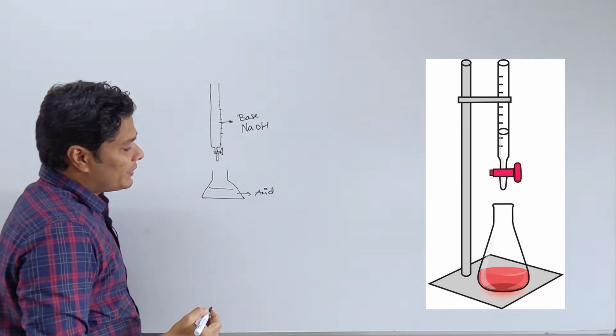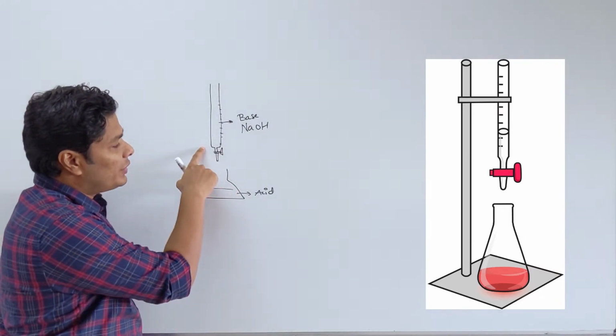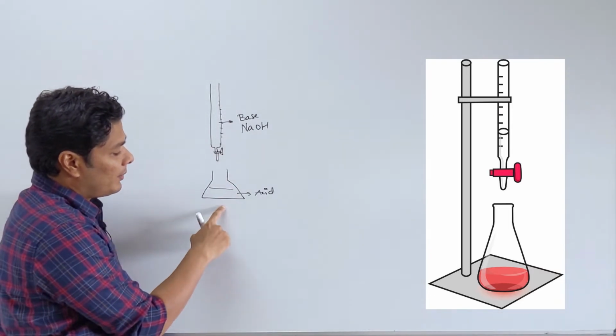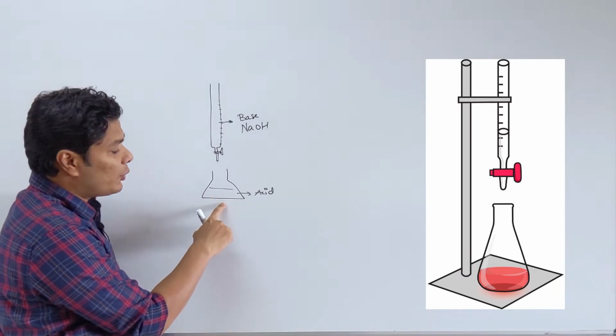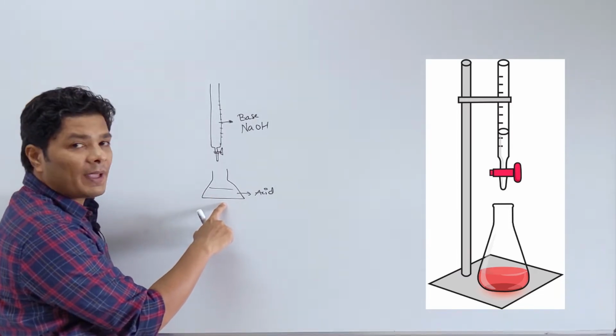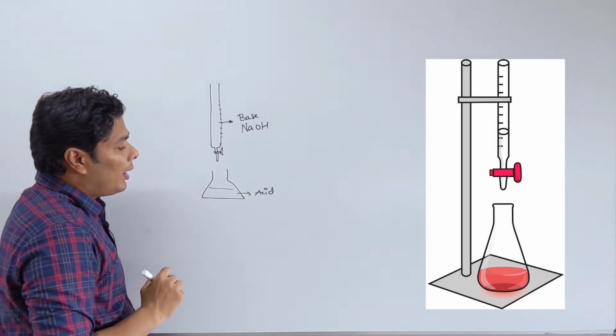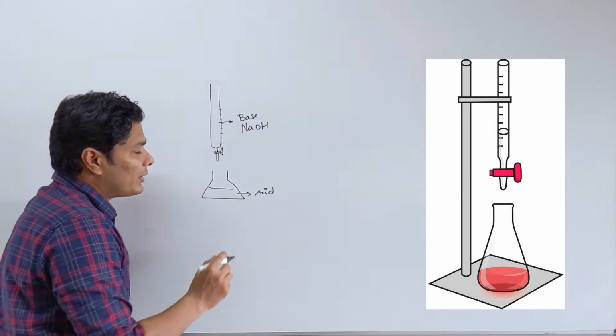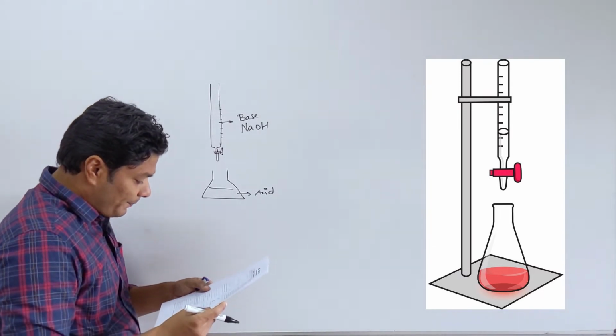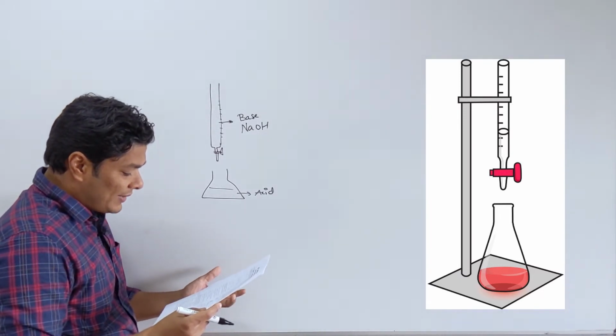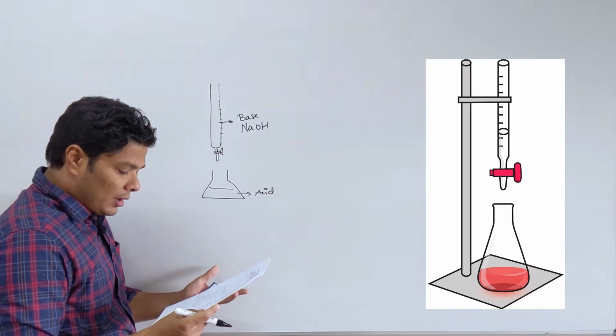Alright, now that I know this, the base goes into the burette and the acid goes in the conical flask. How do you get the acid? You use a pipette. If I want 20 ml, I use a 20 ml pipette. Now, if you look at option alpha, volumetric flask, conical flask, they are wrong.